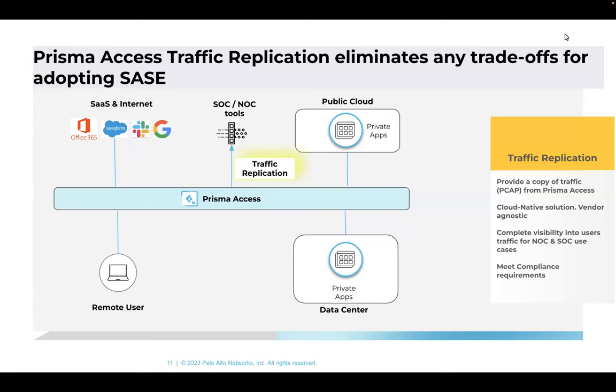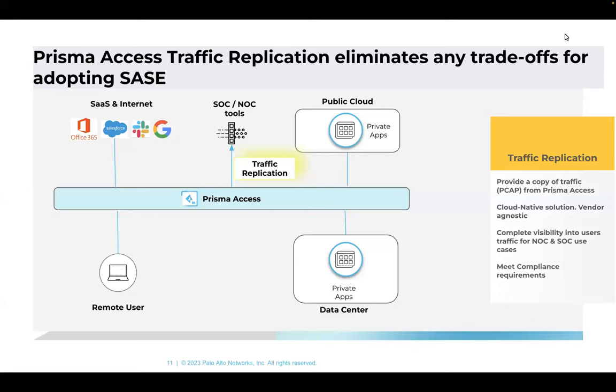What we're trying to solve here with Prisma Access Traffic Replication that we just launched is to bring back that visibility, and practically eliminate any trade-offs in terms of your security posture or your ability to debug things in as many details as you want when you adopt SASE. And specifically, Prisma Access is the first SASE solution that provides this ability to give you a copy of the traffic that's traversing through Prisma Access if you need to, right? It's a very unique feature.